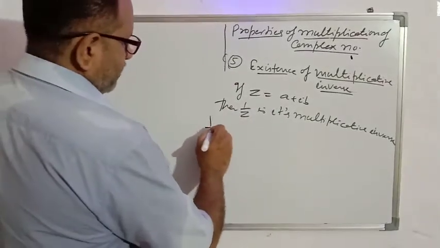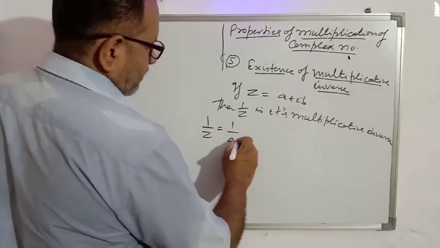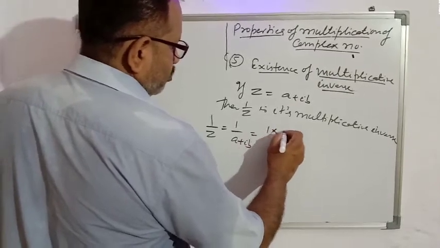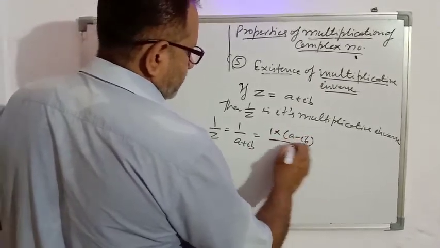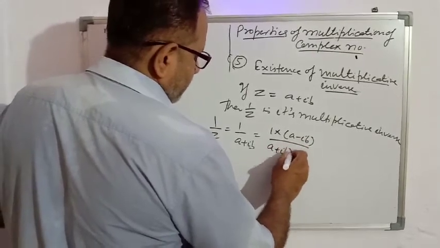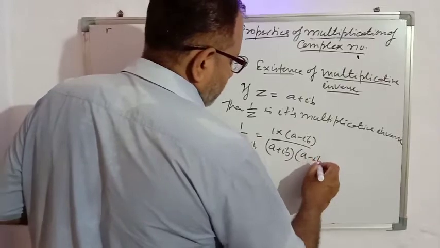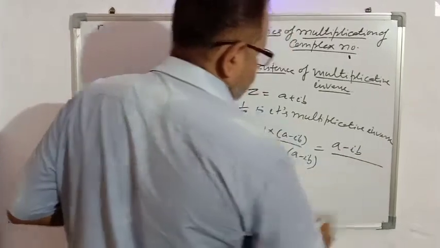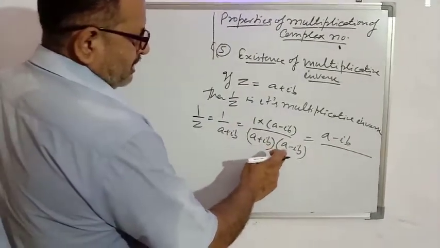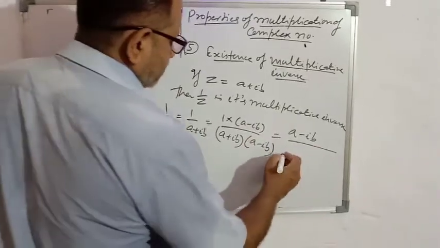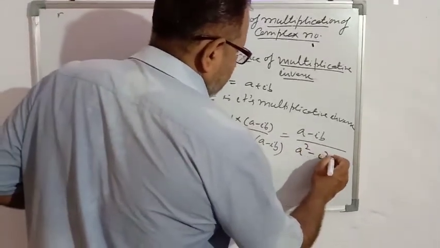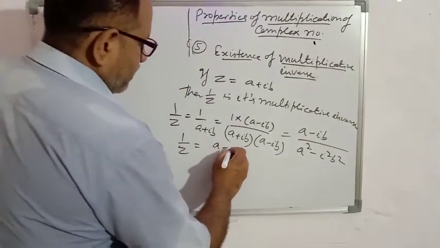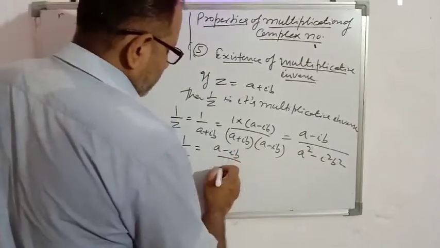So see what 1 by z will be. 1 by z means 1 upon a plus ib. We can multiply the numerator and denominator by a minus ib. So a plus ib into a minus ib, a minus ib upon, in one bracket a plus ib, in another bracket a minus ib. It will be a square minus b square, so a square minus i square b square. 1 by z is equal to a minus ib upon a square.